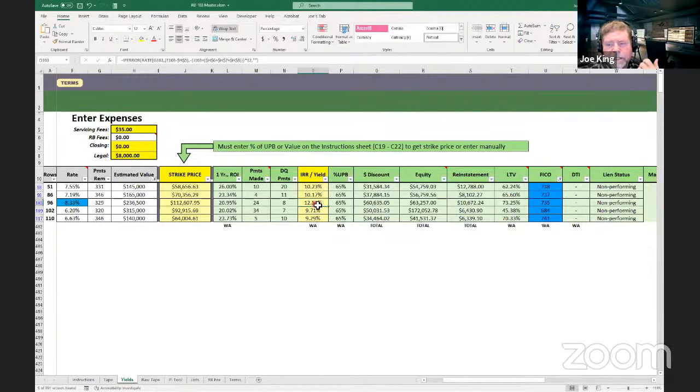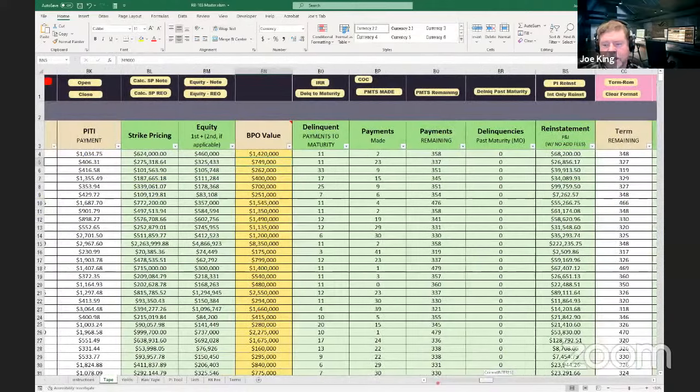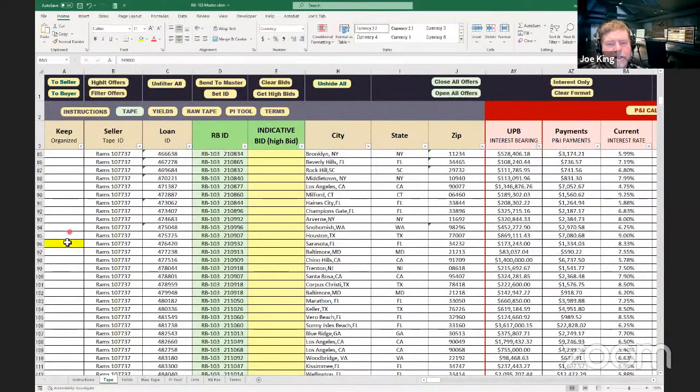So the next thing that I would do, if I wanted to buy just one asset, is come over here and tag it. I'd come back to my tape, look at that asset on the tape, and try to find it. There it is right there. And I'm going to check that asset.